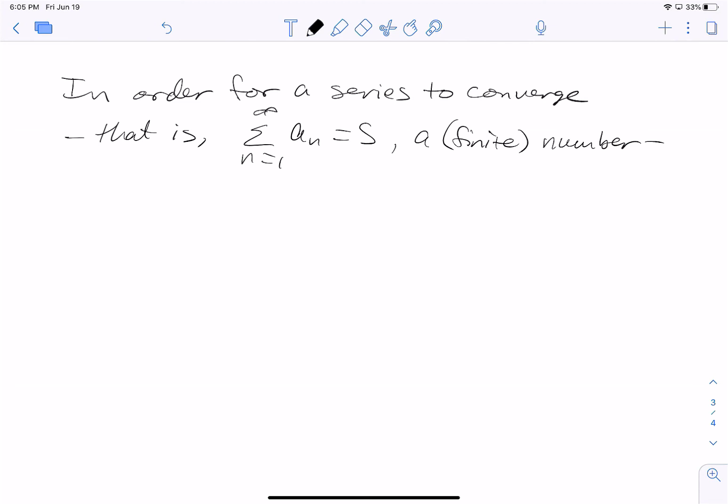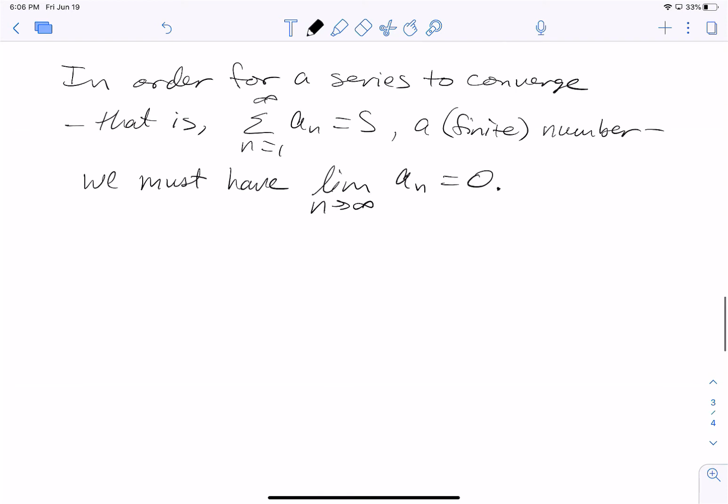Now we're going to look at a necessary condition for convergence. In order for a series to converge, that is, for the sum as n goes from 1 to infinity of a sub n to equal s, a finite number, we must have that the limit as n approaches infinity of a sub n is equal to 0. Now this is what's known as a necessary condition, but it's not sufficient.